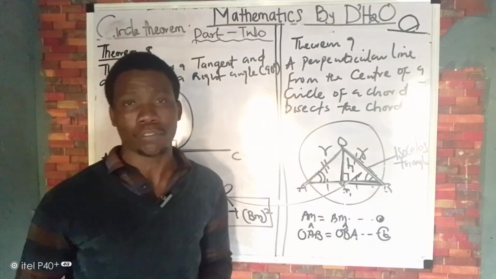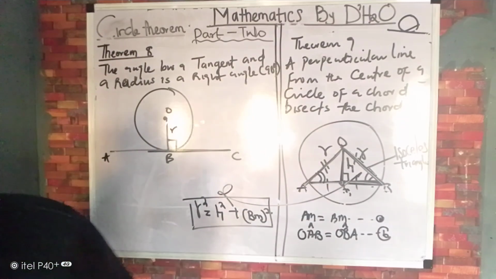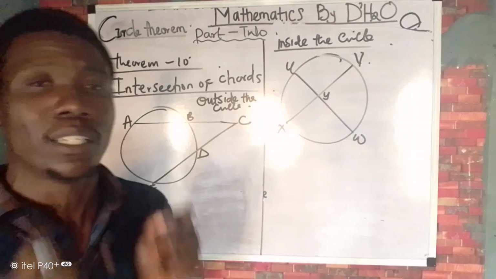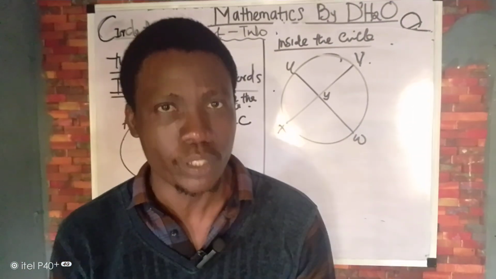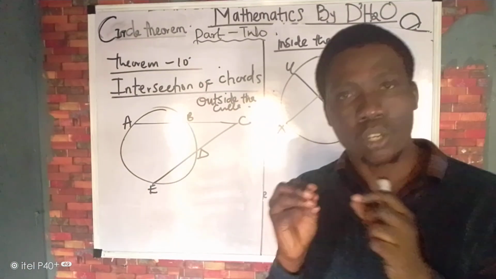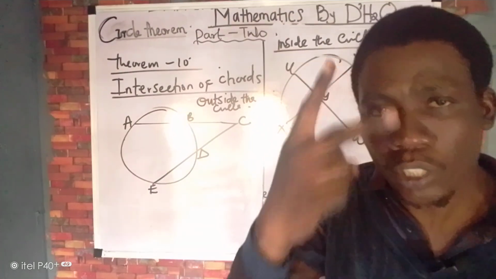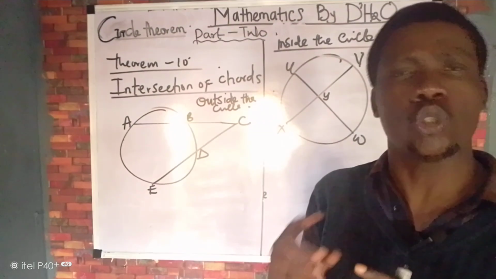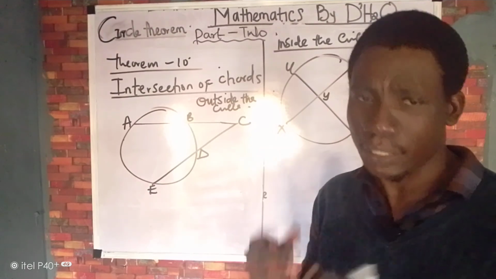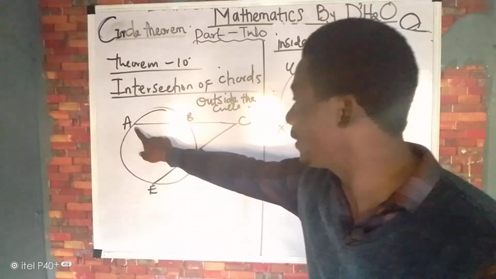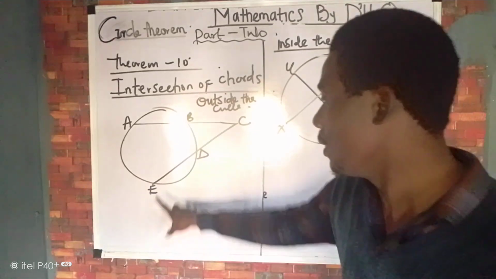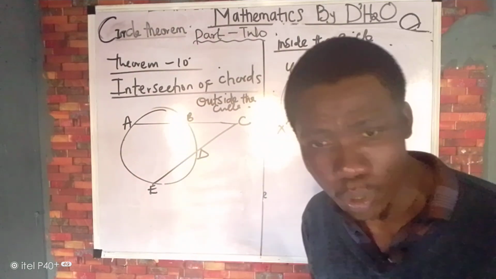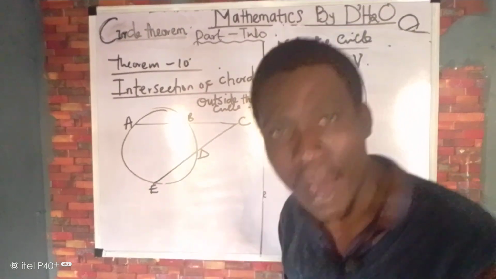Let's take the other theorem of circle geometry. Theorem 10 of circle geometry talks about the intersection of chords. I told you what a chord is: a line that divides a circle into two unequal parts called segments. If the line passes through the center of the circle, it is called the diameter, otherwise it is called a chord. Is this line a chord? Yes, it is. Is this line a chord? Yes, it is, because it divides the circle into two unequal halves.